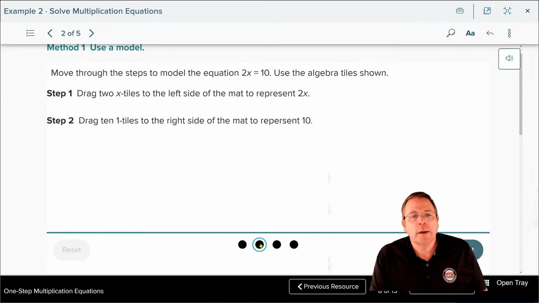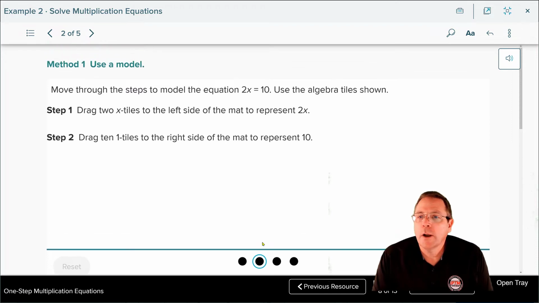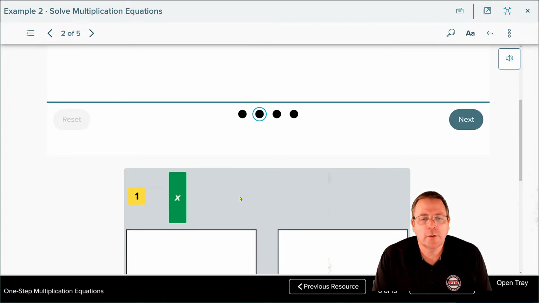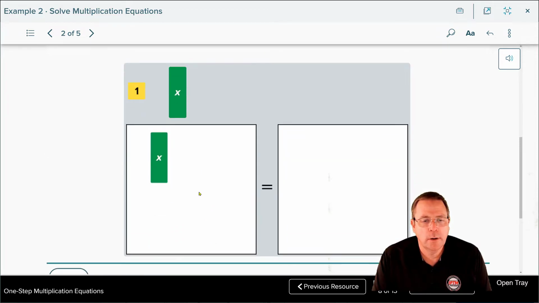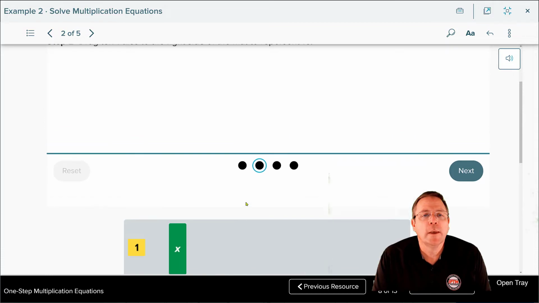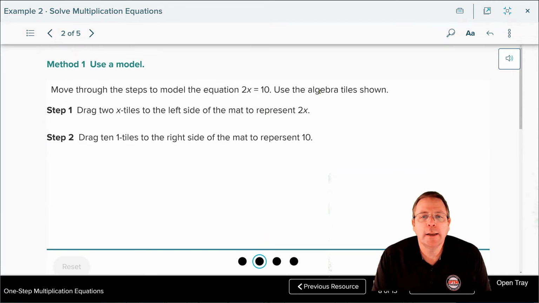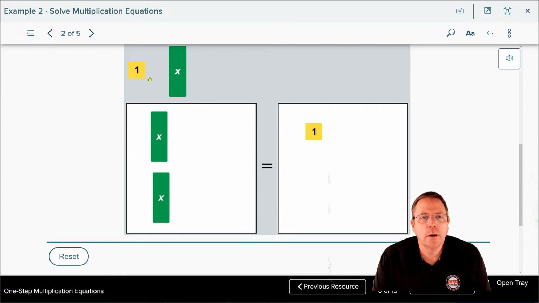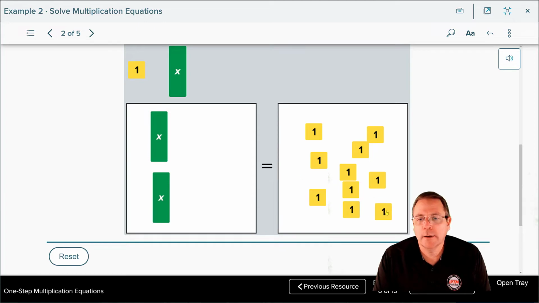That means we're going to need to drag, where are these? There they are. Okay, so we're going to start off by dragging 2 x tiles to the left of the mat to represent 2x. So I've got 1, and I've got 2. And then we're going to drag 10 algebra tiles to the right side to represent 10. 1, 2, 3, 4, 5, 6, 7, 8, 9, and 10.